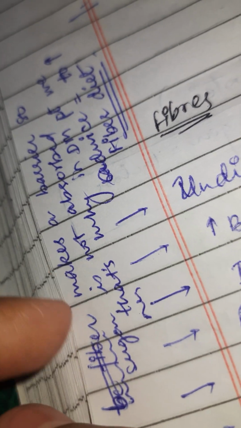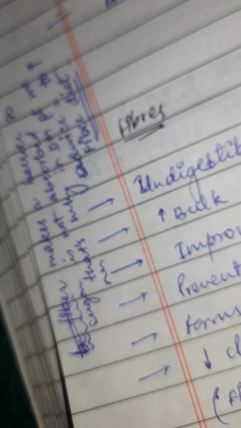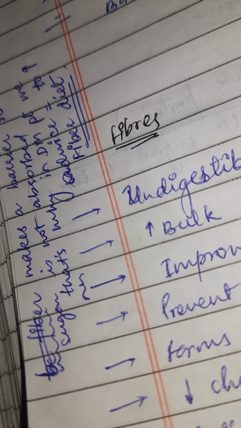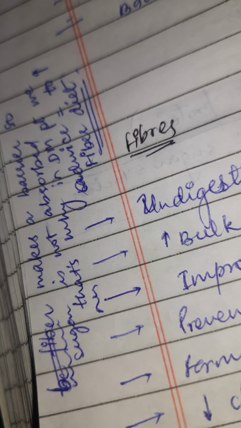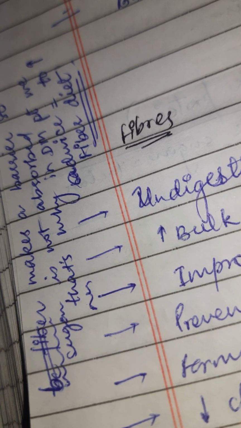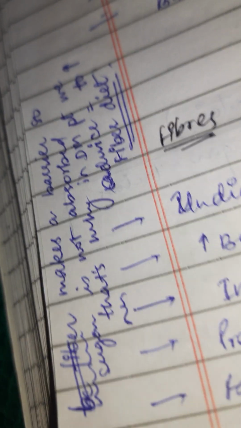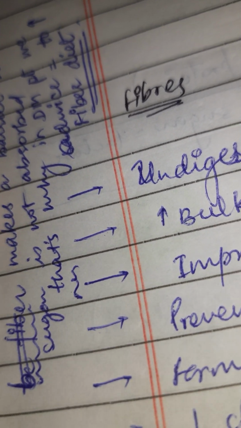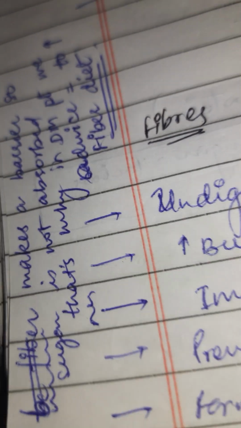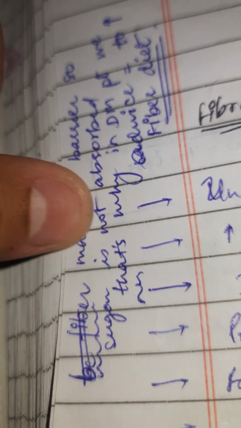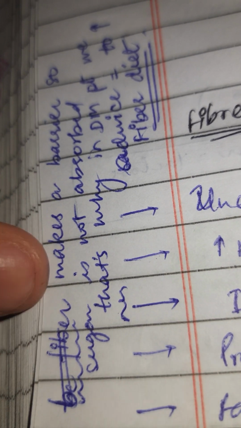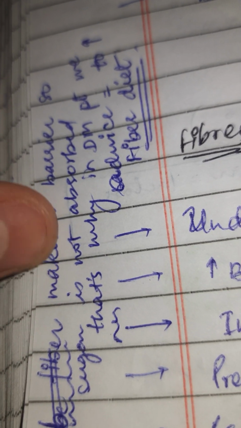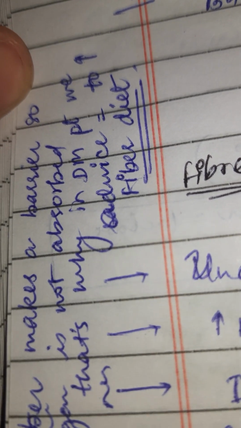Because fiber makes a barrier. Okay, the fiber makes a barrier between the wall of large intestine and the food, so the sugar does not get absorbed easily. That's why in diabetes mellitus patients we advise to increase fiber rich diet.